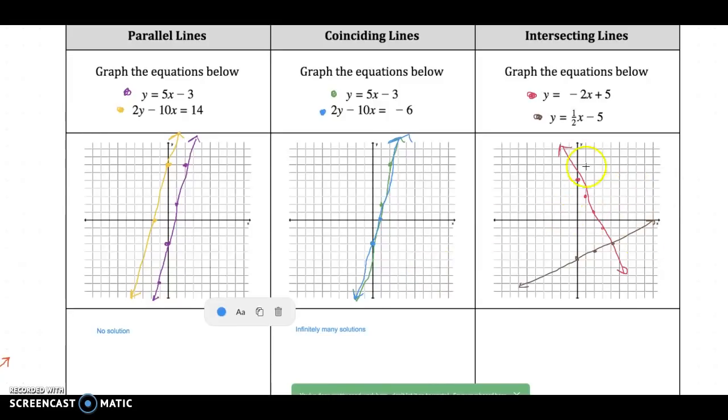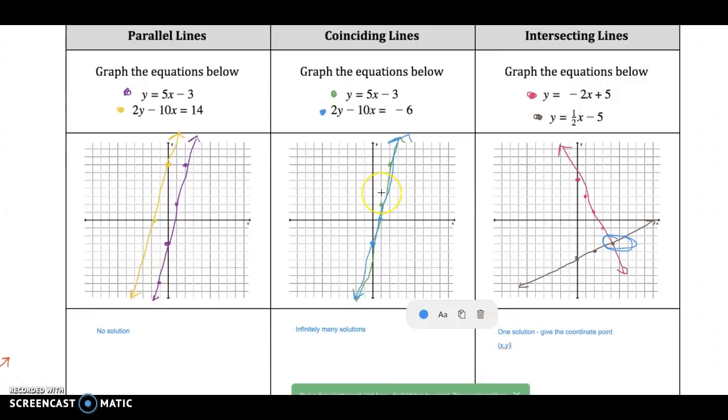And then lastly, this is the one that we looked at in the example and in the U-try, where lines just cross at a point. So if you can see where they cross down here, and that's just at one point. So for these ones, they have one solution, and you need to give the coordinate point. So you should have an answer of x comma y, the one point they have in common.